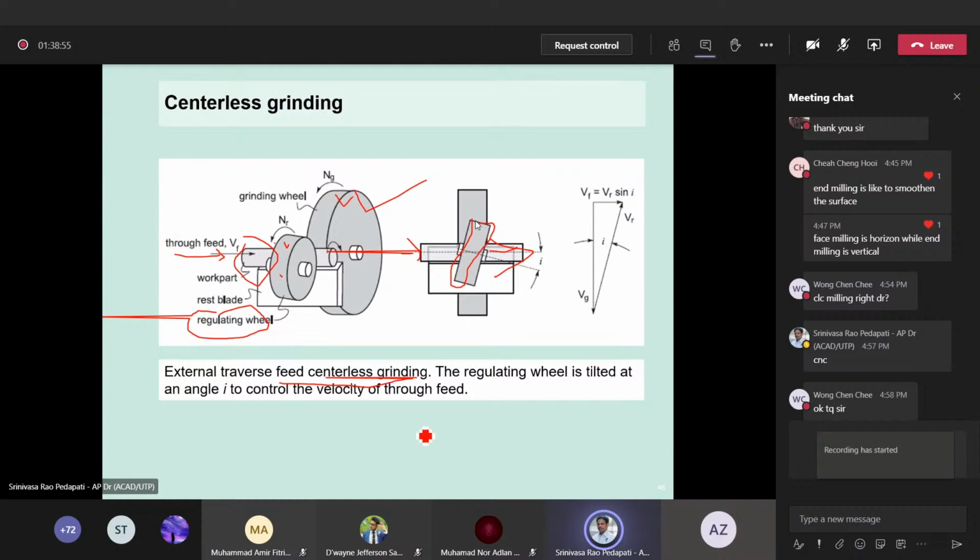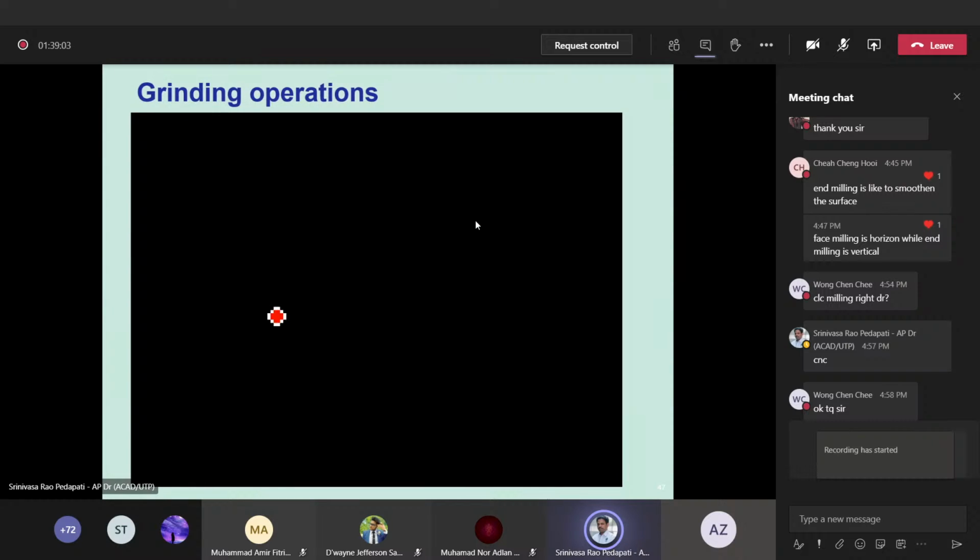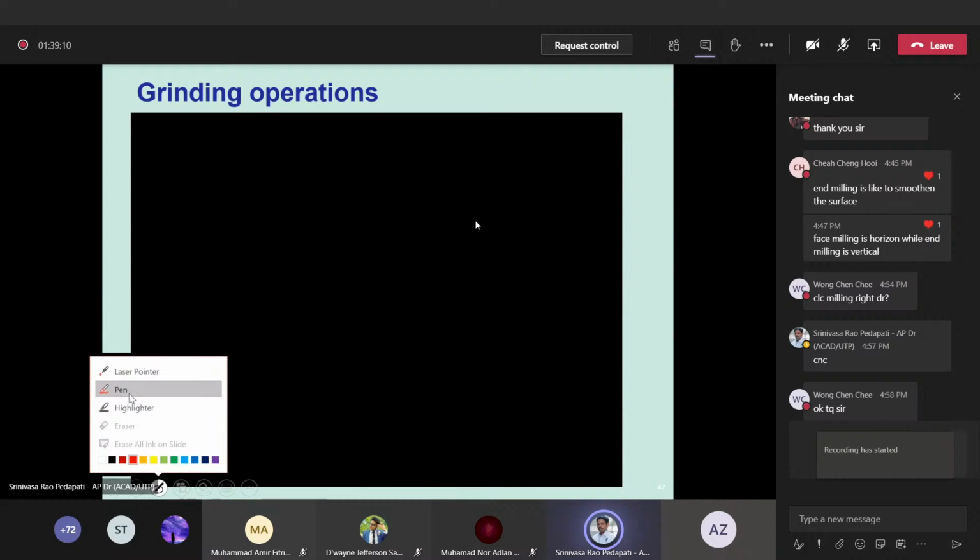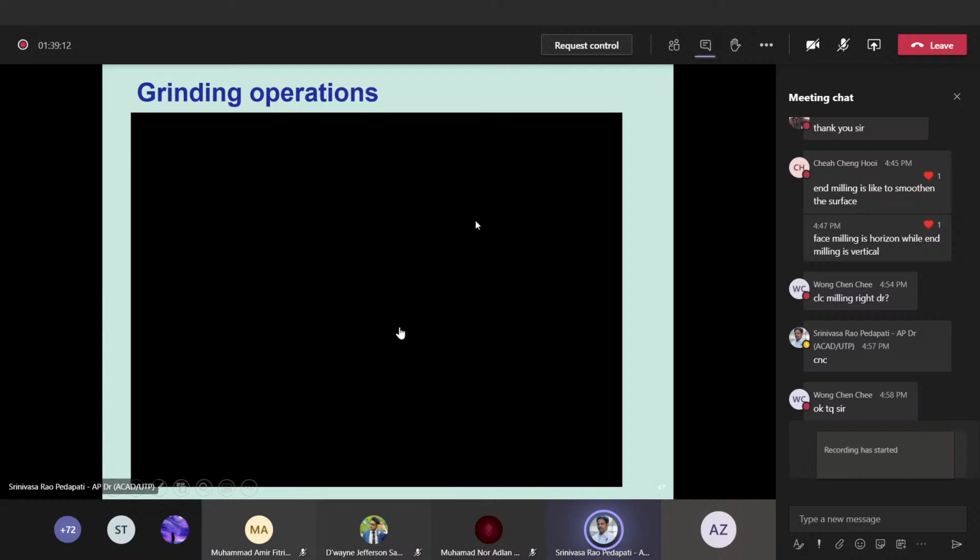So these are the three major types of grinding operations: one is surface grinding, cylindrical grinding, and centerless grinding. Let us see how they work. You can watch this video to understand surface grinding, centerless grinding, and cylindrical grinding. So let us go here. This is an animation, no problem. It is very clear. If we have any doubts, we can discuss again.